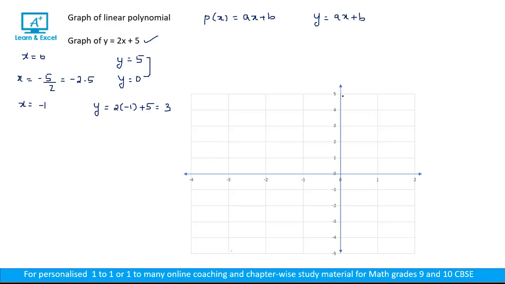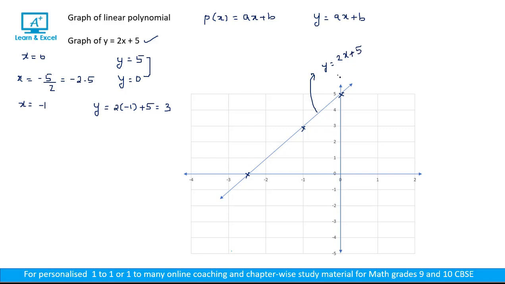Now x equal to 0, y equal to 5 will represent this point. X equal to minus 2.5, y equal to 0 will represent this point. X equal to minus 1, y equal to 3 is this point. Now let us join the points by a straight line. This line is y equal to 2x plus 5.